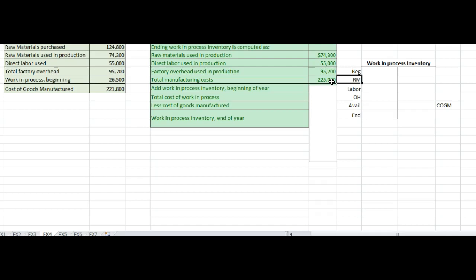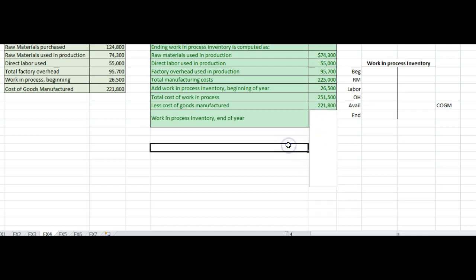But for us to figure out the work in process at the end of the year, we've got to take into consideration what was the work in process at the beginning of the year. So we're going to add that in. So this is total work in process right now, less the cost of goods manufactured. This is what we transferred out. So we transferred out $221,800. And now that gives us what's left in work in process at the end of the year, $29,700.